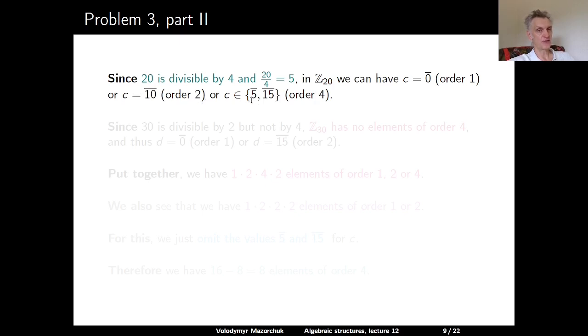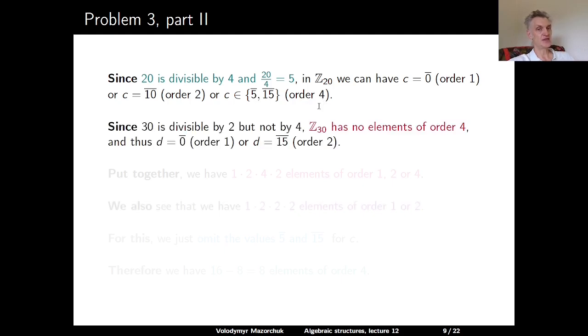And we have the classes of 5 and 15; these two elements have order 4. Finally, 30 is divisible by 2 but not by 4, so Z30 has no elements of order 4, and so our last element D can be either 0, that's the identity element in Z30, it has order 1, or it can be the class of 15, that's 30 divided by 2, this element has order 2.